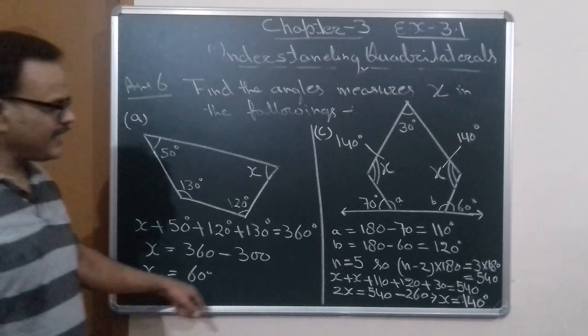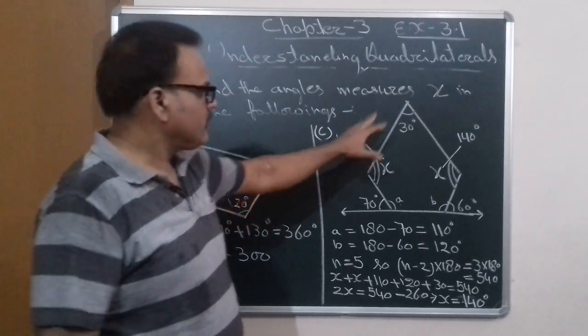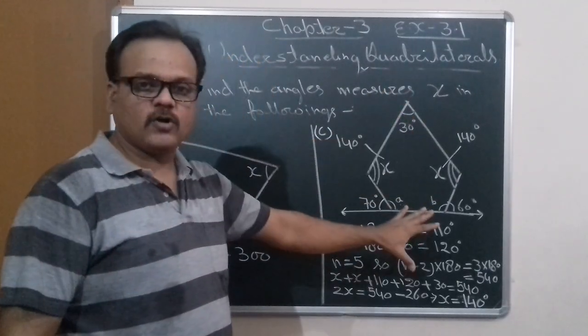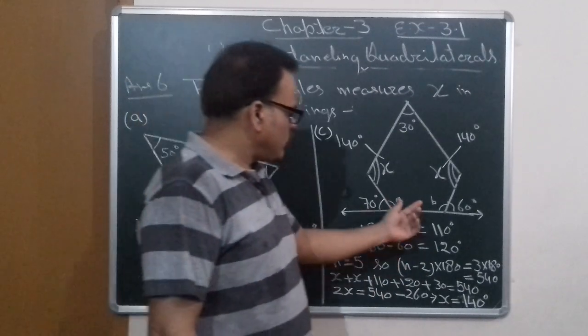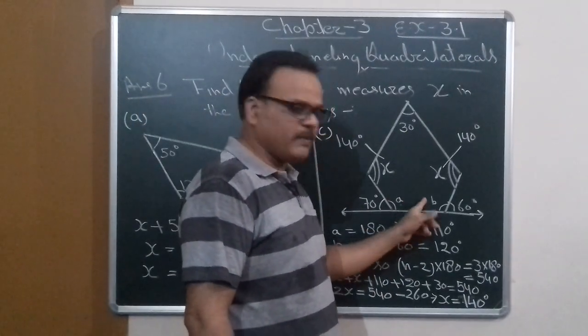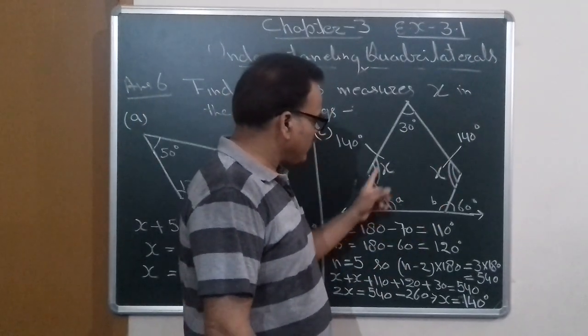Now just like this, in C, it is a pentagon-shaped figure. Now we don't have these two angles also, A and B, and these two angles are x.